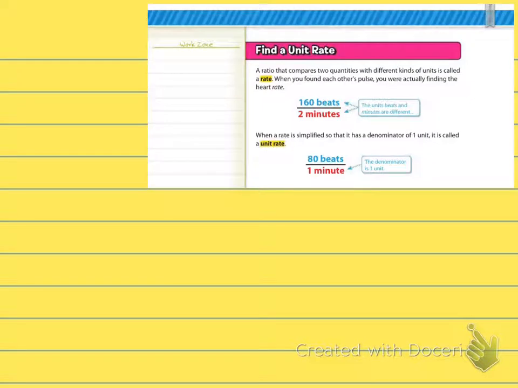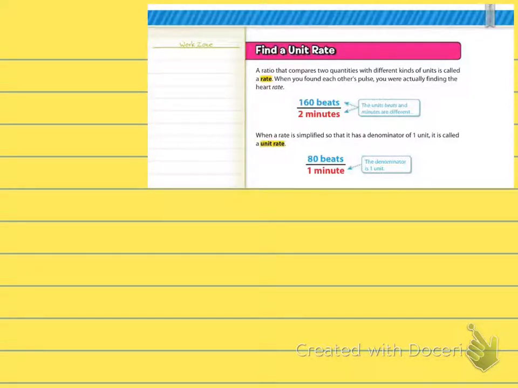All right, so now look at the following screen here. So we're on the next page, page 10 in your books. It says here a ratio, so we have to review what ratios and rates are. A ratio is something that compares two quantities. So it's a number that compares two different things, which means you have to have two numbers. And when it has different kinds of units, it's called a rate. So let me review with you guys.